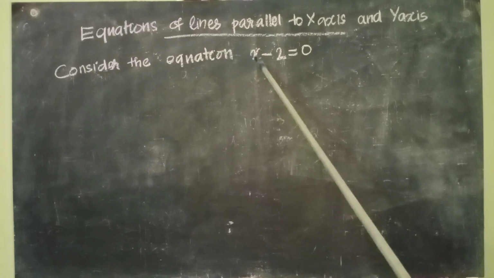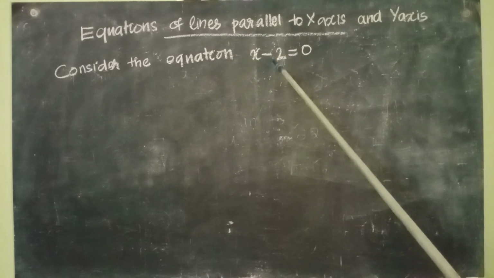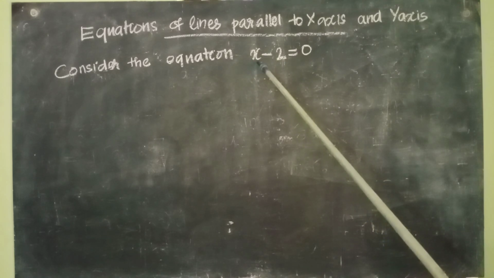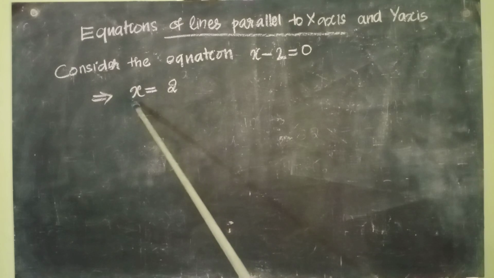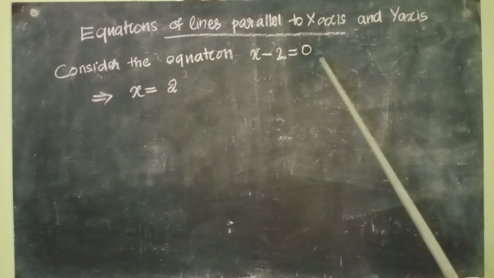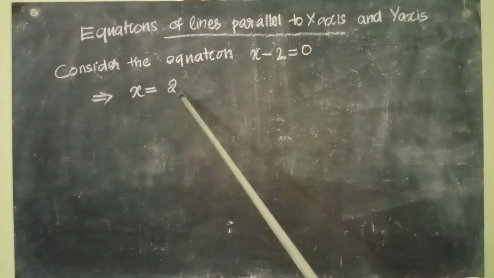Consider the equation x minus 2 equal to 0. This is a linear equation in one variable. Here the variable is x. So we get the value of x equal to 2, because x minus 2 equal to 0. Taking minus 2 to the right side, we get x equal to 2.